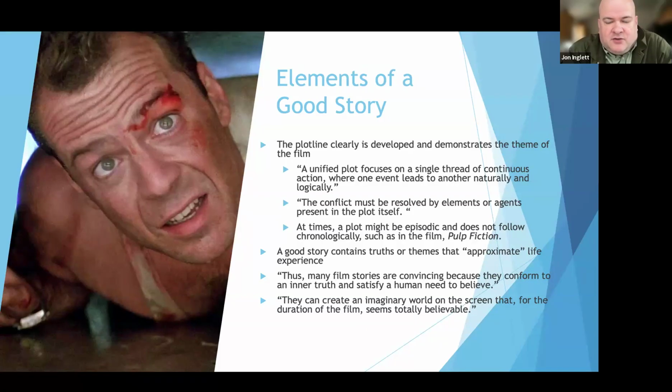A good story contains truths or themes that approximate life experience. Thus, many film stories are convincing because they conform to an inner truth and satisfy a human need to believe. A good example of that would be Forrest Gump.